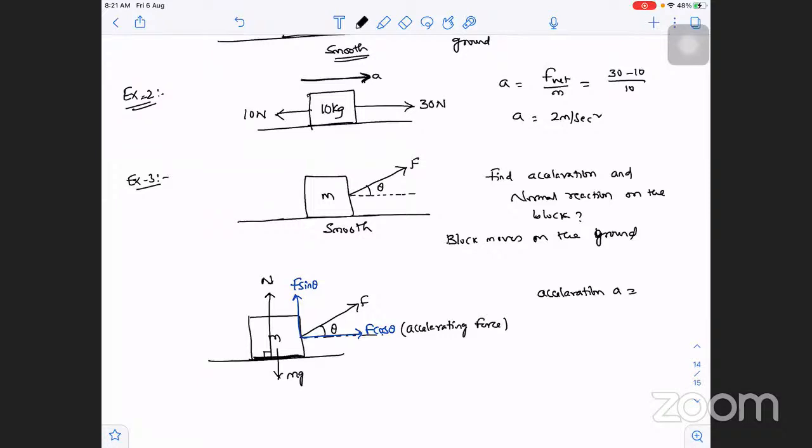I think all of you are able to draw this free body diagram. Then F sin theta, normal reaction, and mg will cancel out. Why? Because vertically it does not move. All vertical forces will cancel out, because I've given that the block is moving on the ground. That means all vertical forces cancel out. So the block is in vertical equilibrium.